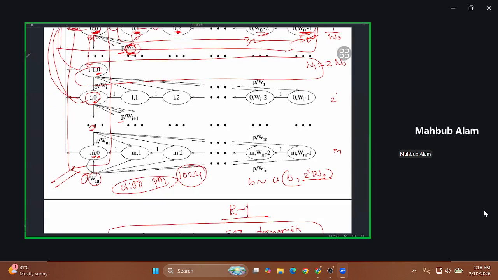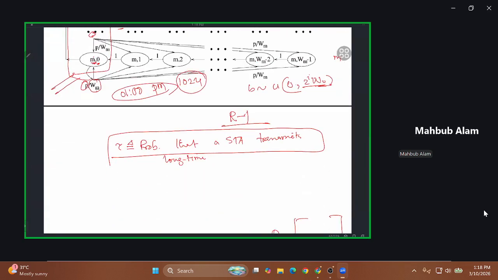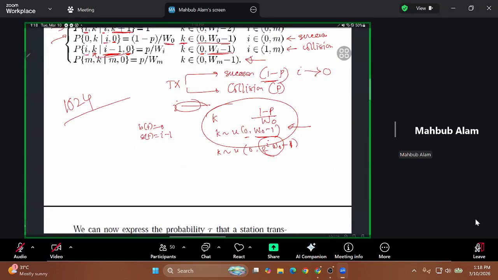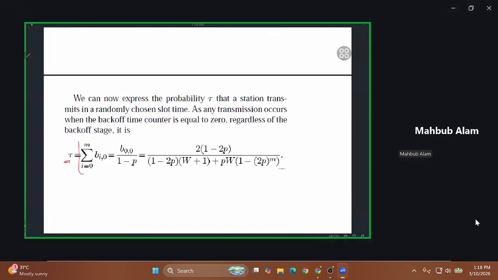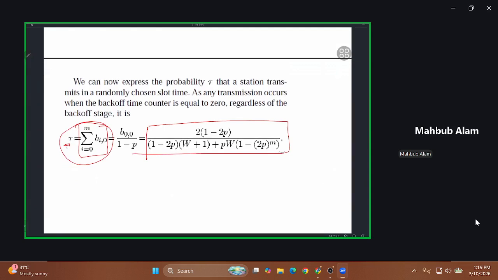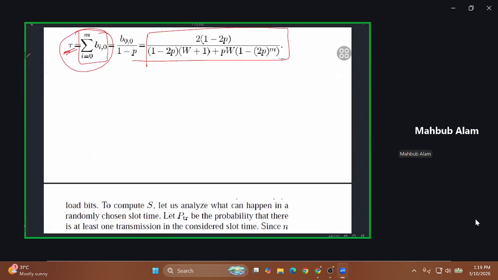We will not go into the very detail of the analysis. This tau is the probability that you are in this stage, following the paper. You do not need to memorize this. If you are given a problem, then it will be very simple. You do not need to analyze this paper for this calculation because the equations are very sophisticated. So somehow they find out the probability that a station transmits. Once you have the probability that a station transmits, then many things can be calculated.